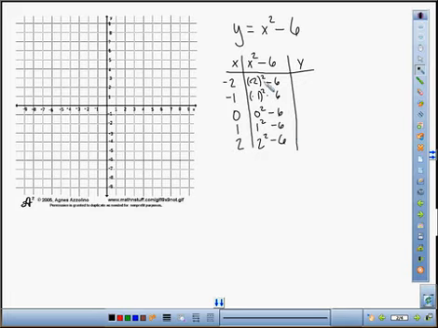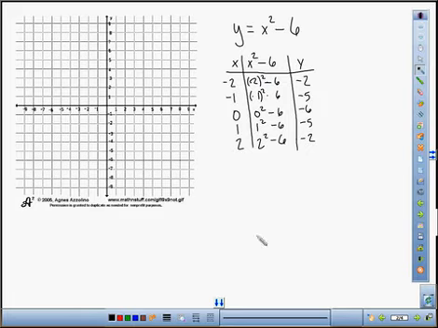Negative 2 squared is 4. 4 minus 6 is negative 2. Negative 1 squared is 1. 1 minus 6 is negative 5. 0 squared minus 6 is negative 6. 1 squared minus 6 is negative 5. And 2 squared minus 6, let's see, 4 minus 6 is negative 2.